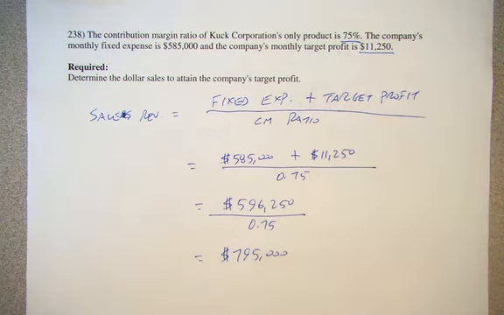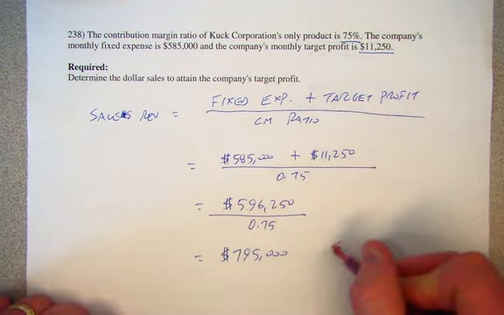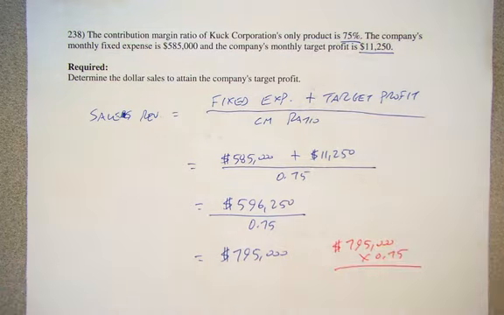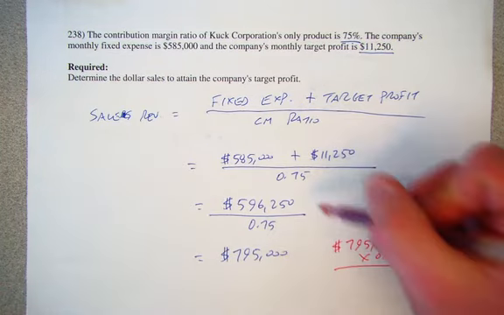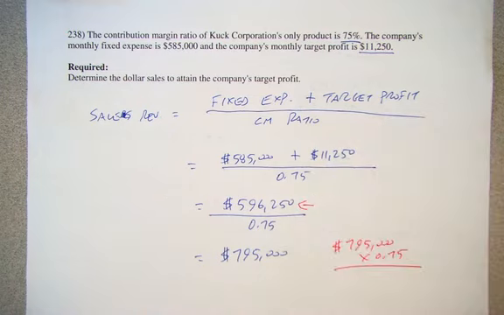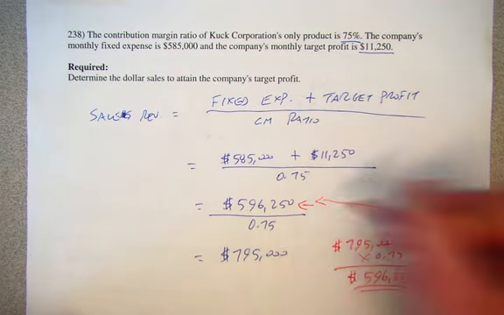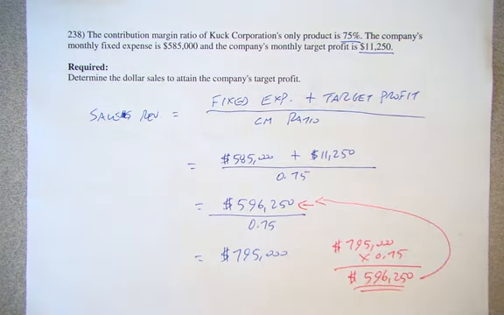If we want to double check ourselves, we can easily do that. Let's just take that sales revenue that we just computed right here, and let's multiply it times our contribution margin ratio. If we've done the math correctly, this should equal the contribution margin that we need in total. And if we take a look, $596,250. Working backwards, we were able to demonstrate that we didn't make a mathematical error or anything like that.